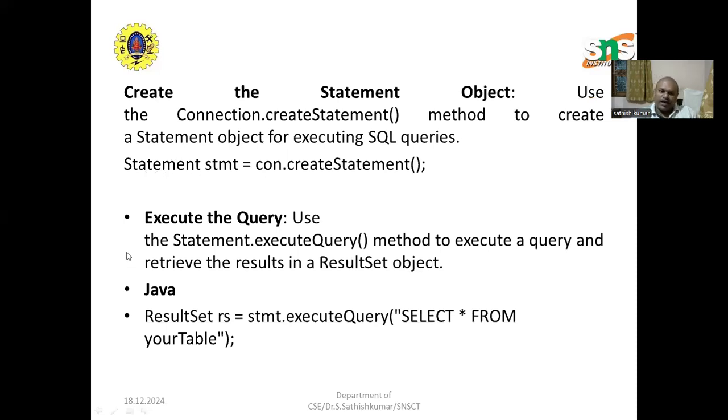Create a statement object. Use the connection.createStatement method to create a statement object for executing the SQL queries. Statement stmt = con.createStatement. Execute the query. Use the statement.executeQuery method to execute the query and retrieve the results in the ResultSet object. ResultSet rs = stmt.executeQuery of select star from your table.